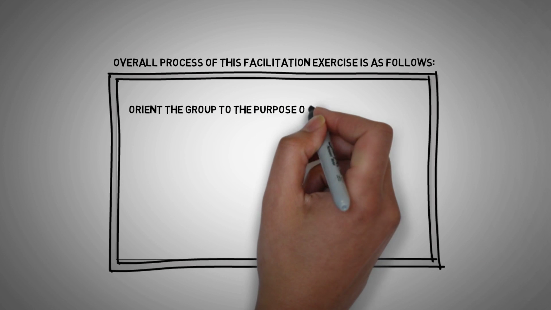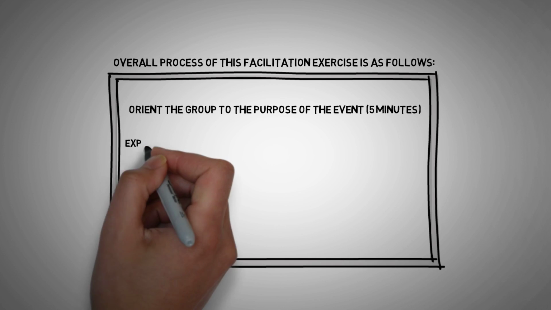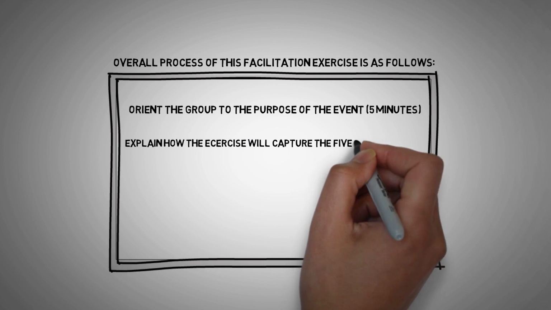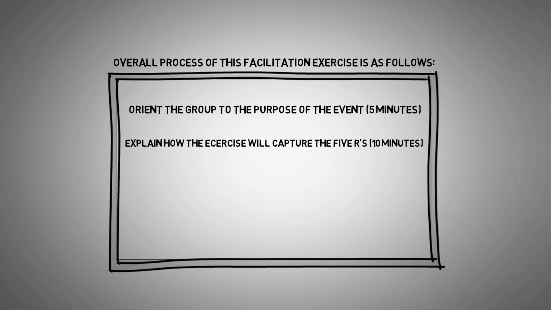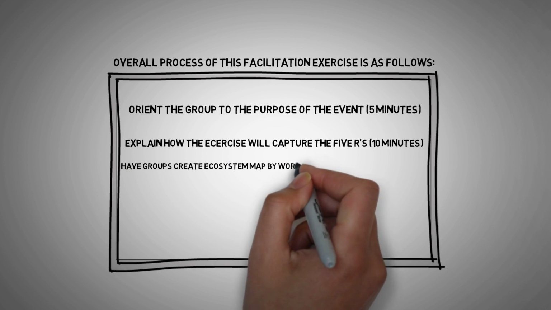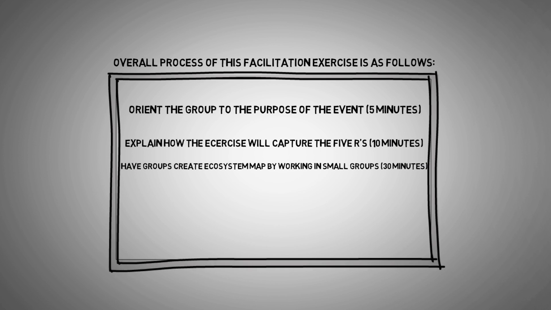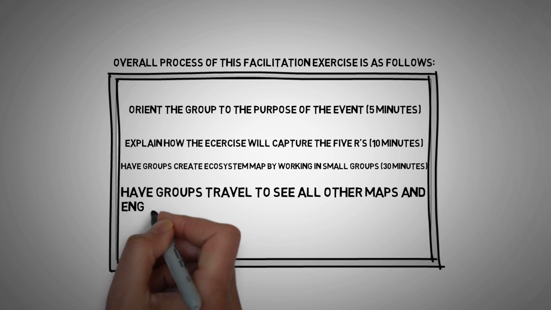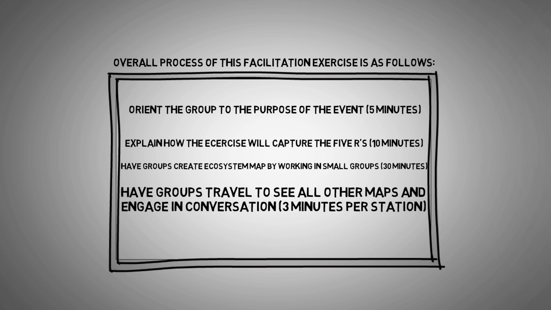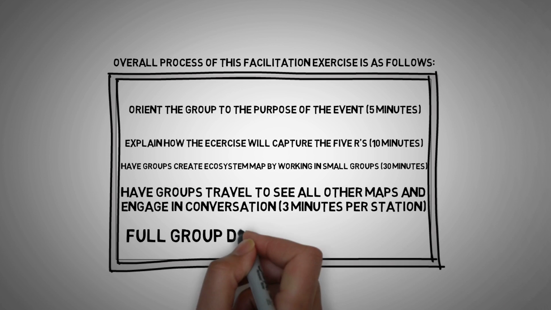As a recap, the overall process of this facilitation exercise is as follows. Orient the group to the purpose of the event, which in this case is to define aspects of an ecosystem that will include the perspective of all members. That will usually take about 5 minutes. Explain how the exercise will capture the 5 R's in the map, which will usually take about 10 minutes. Have groups create an ecosystem map by working in small groups, which will usually last for about 30 minutes. Have groups travel to see all other maps and engage in conversation, about 3 minutes per station. And then engage in full group discussion for about 30 minutes.